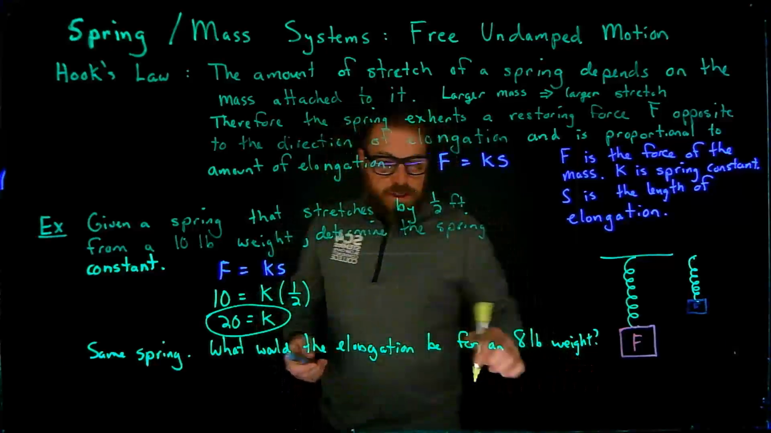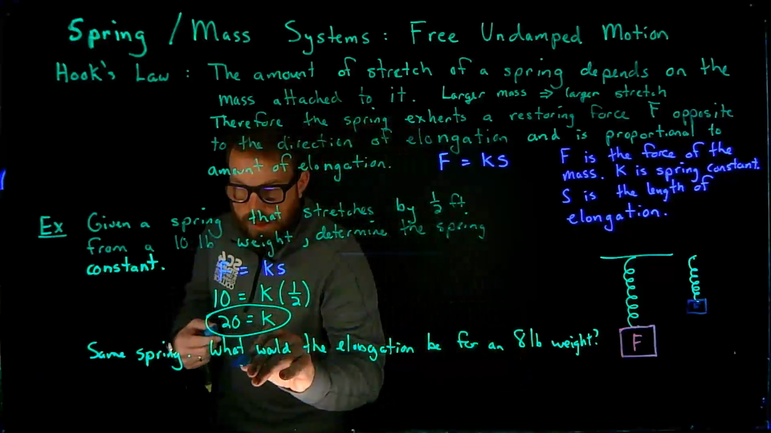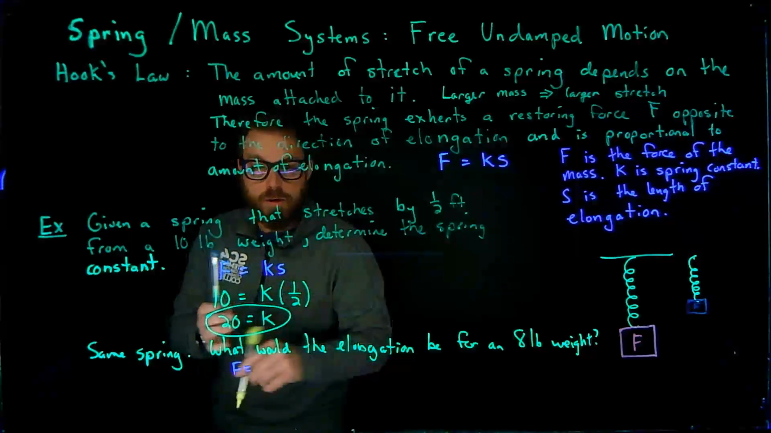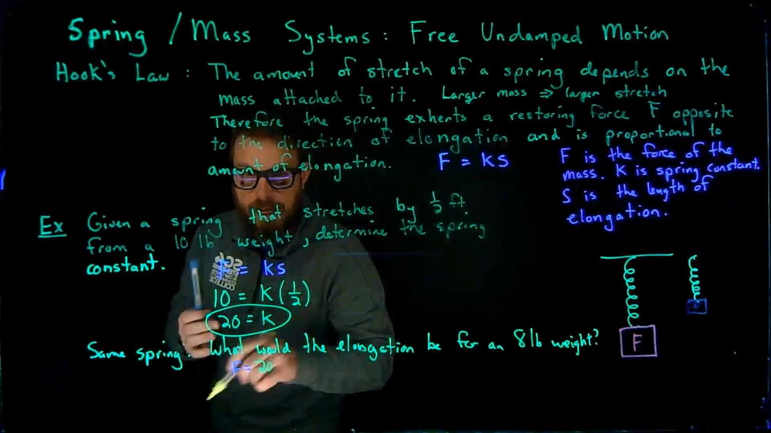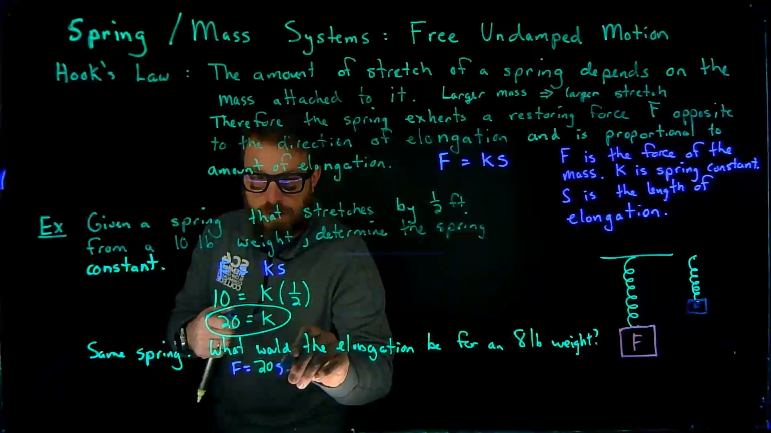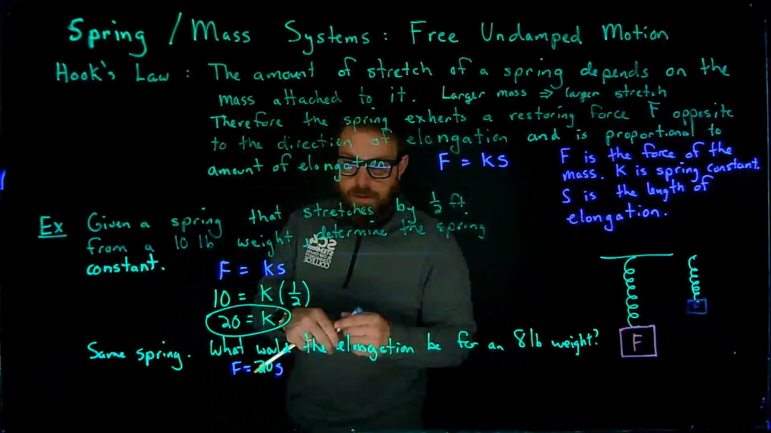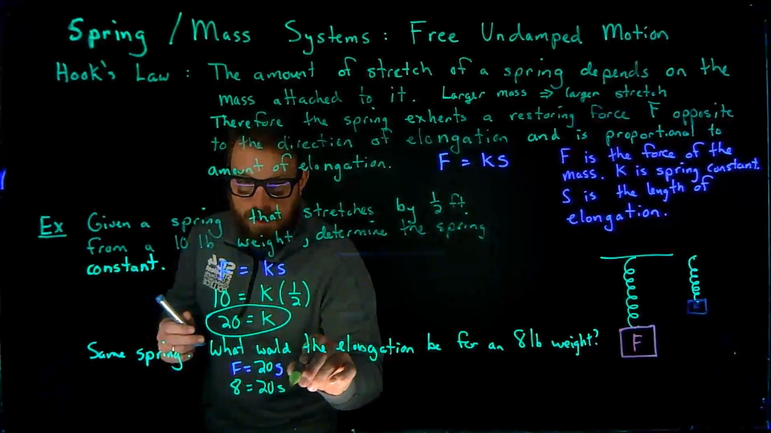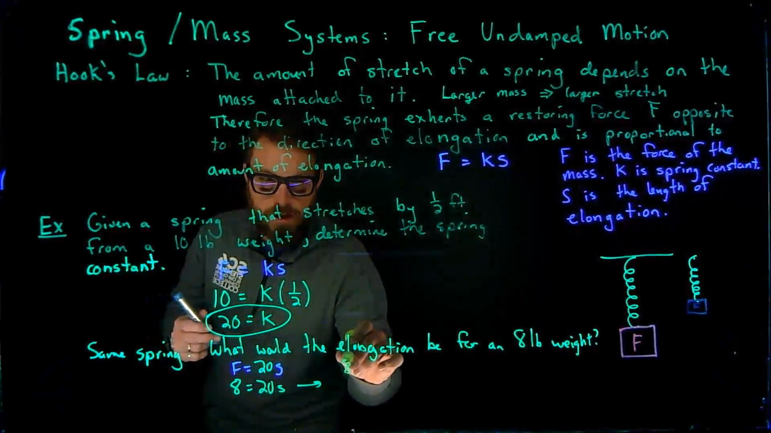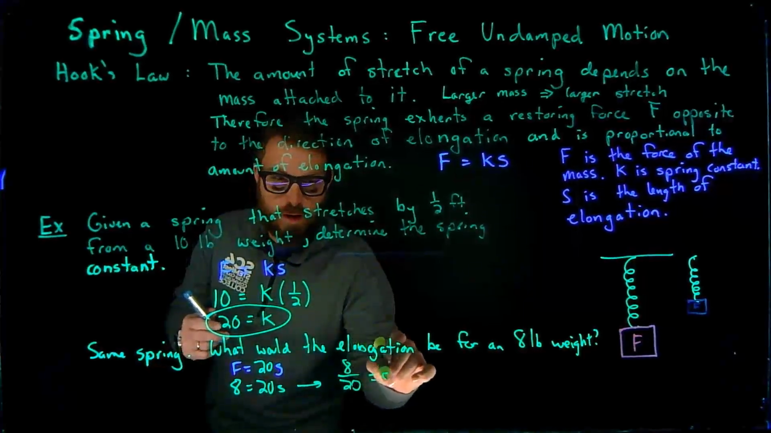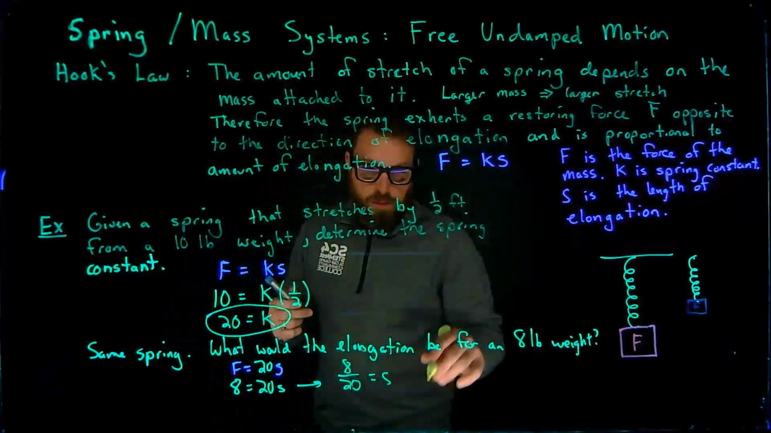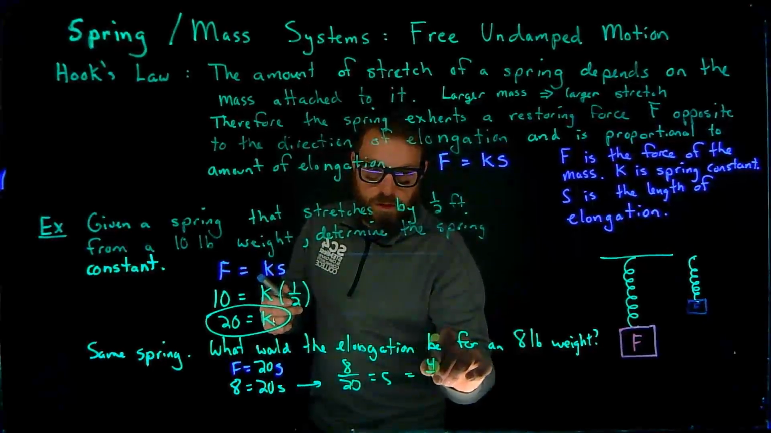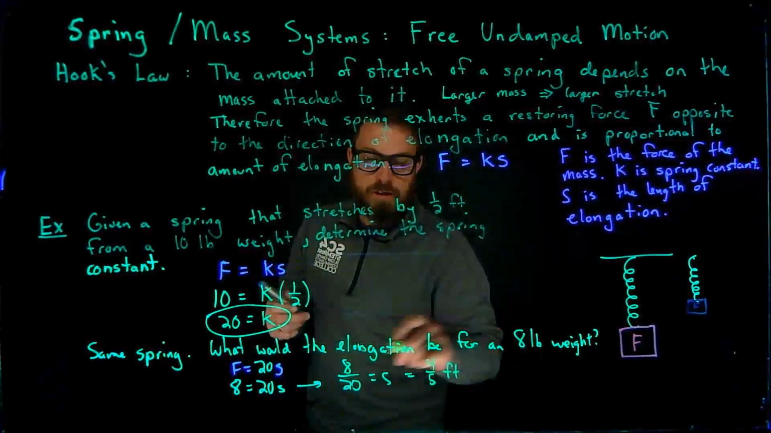All right, so in this case, we still have F is equal to K times S, except K we know is equal to 20 because we're talking about that exact same spring. Now, our weight is going to be equal to 8 pounds, so 8 is equal to 20S. Therefore, 8 over 20 is equal to S, and they are both divisible by 4, so this is going to be equal to 4/5 feet. So that's how far it's going to go.